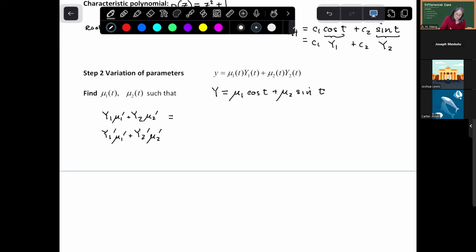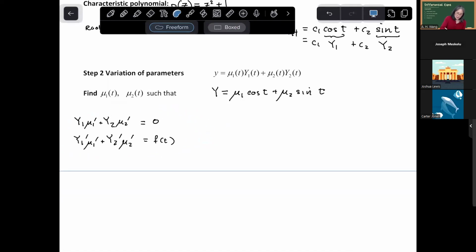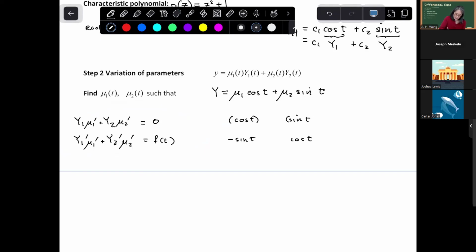And then remember, here's 0 and f of t. Okay, so I'm going to write it out one more time because that's how you write it out. Write out cosine t, sine t. Now take the derivative: negative sine t, cosine t. So you see how that works? Okay, so that's y1, y2, y1 prime, y2 prime.